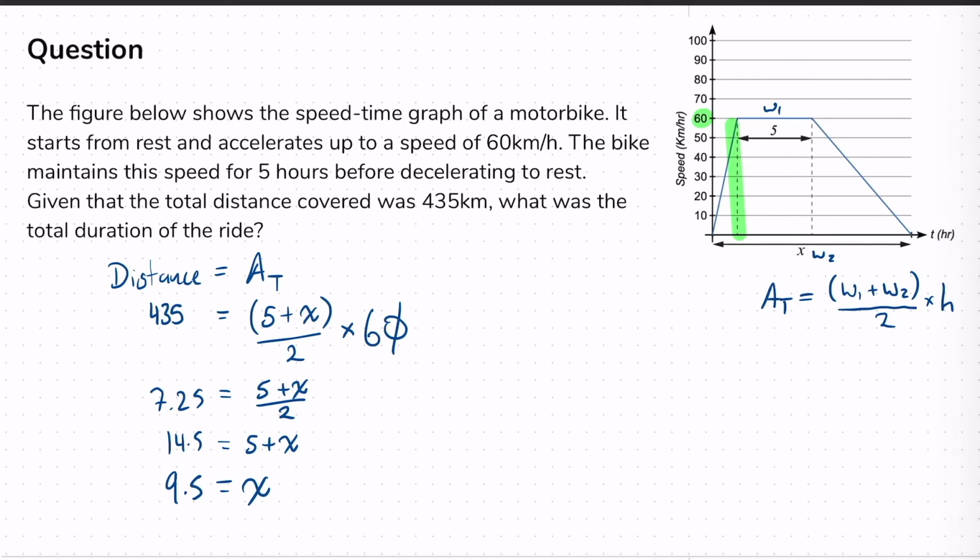Well, now we're going to interpret that. What does that mean? X refers to the number of hours. So, what was the total duration? 9.5 hours.